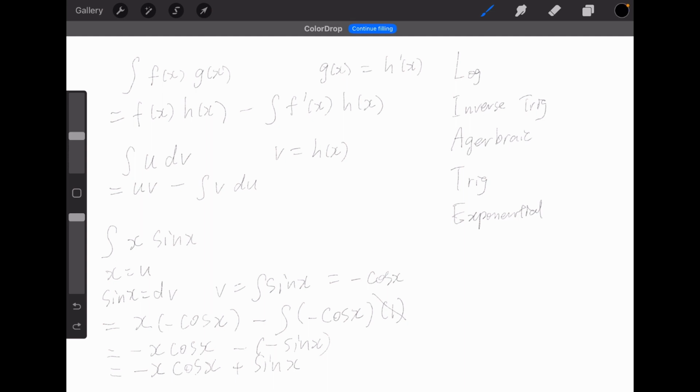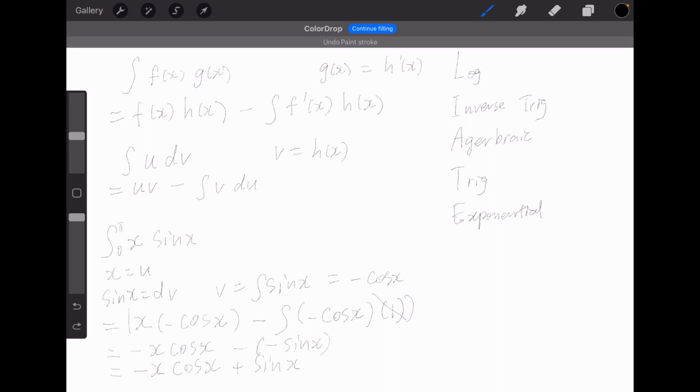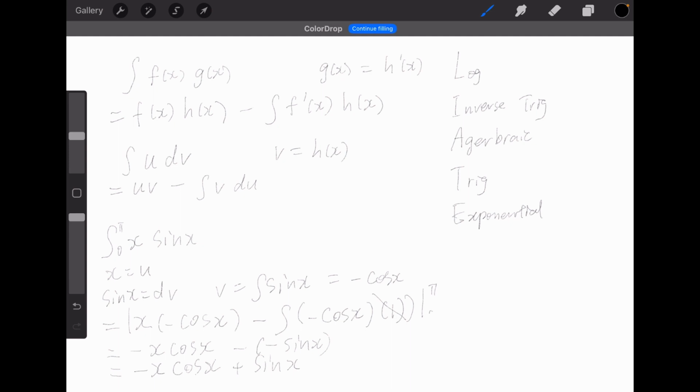And what if it's a definite integral? For example, if the lower bound is 0 and the upper bound is pi, with the same function x times sine x, I can just add the bounds to the equation. So this whole thing, evaluated from 0 to pi.